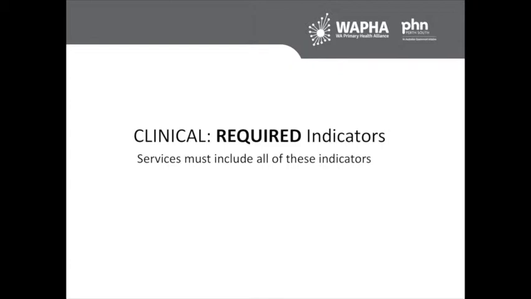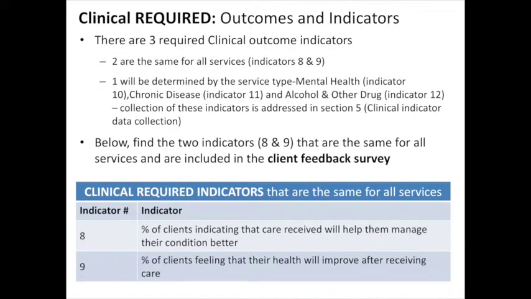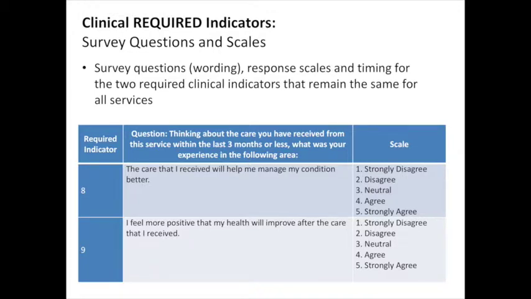Moving on to the clinical required indicators, which services must include. So the indicators here are the percentage of clients indicating that the care received will help them manage their condition better, and the percentage of clients who feel that their health will improve after receiving care. Again, the survey questions are provided below along with the scale. You may like to pause to have a look at this.